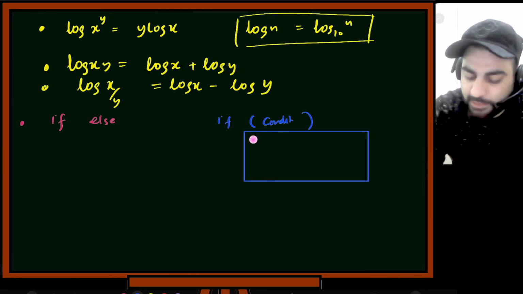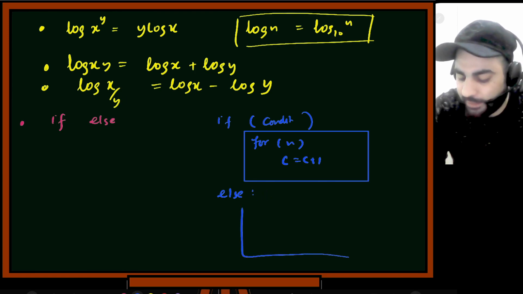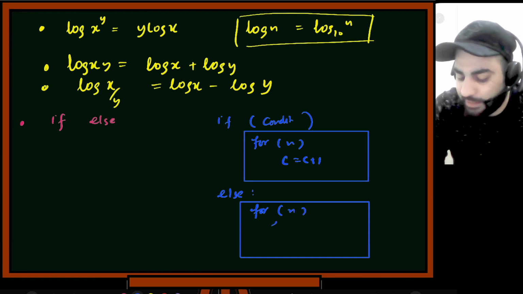Let's say there we have a for loop that runs n times, c is equal to c plus 1, something like this. Then we have else, and in the else block we have a for loop that runs n times, and inside it another for that runs n times, with q is equal to q plus 1, something like this.